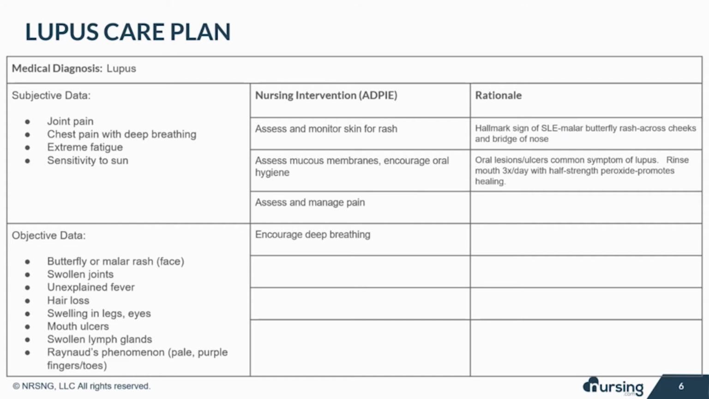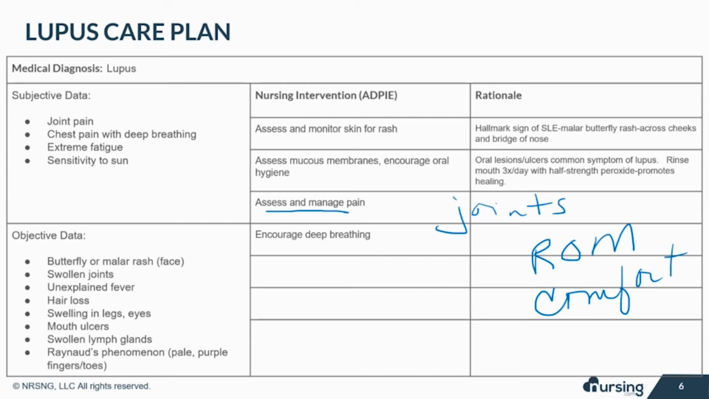So it's important to assess pain in patients with lupus, as inflammation and SLE-related arthritis can cause significant pain and stiffness of the joints. So analgesics may be necessary, but it's also good to encourage other alternatives like active and passive range of motion, positioning for comfort and to prevent contractures, and the application of warm and cold compresses to those painful joints.